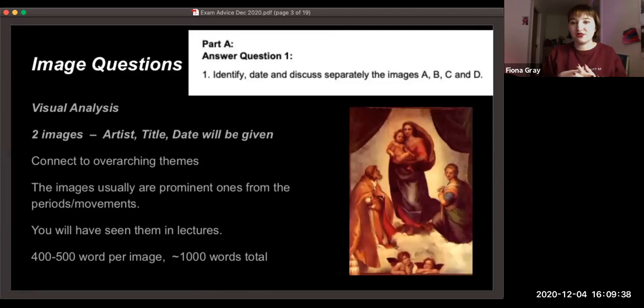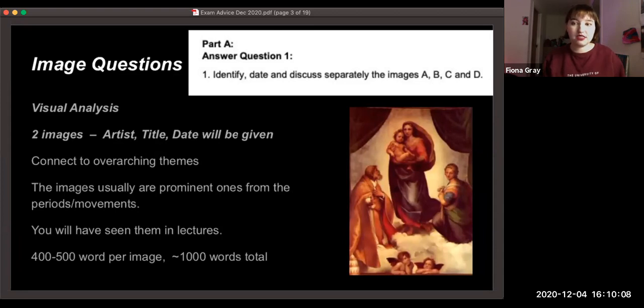This question is really asking you to do visual analysis. There'll be two images on the exam. The artist, title, date, and other details will be given, and then your job is to discuss and analyze the images. What they're looking for here is really overarching themes and your critical thinking. This is not a memory test. You're not meant to be just listing facts. This is to show your thinking skills and your writing skills.